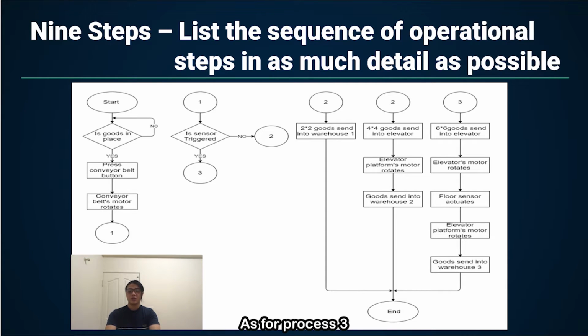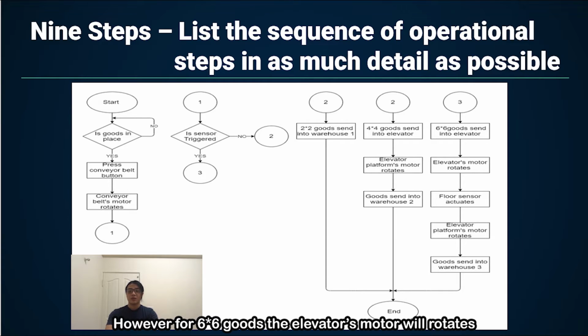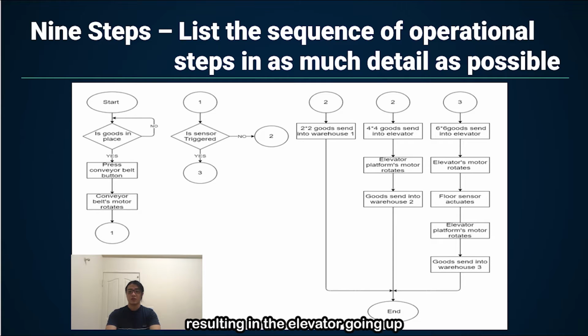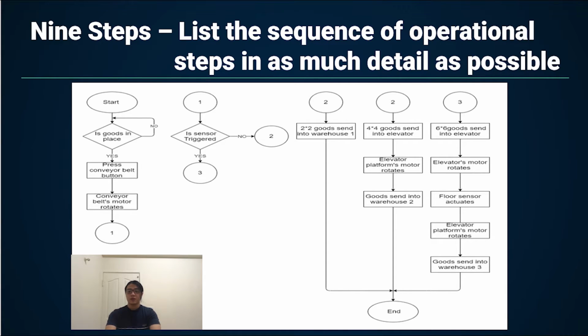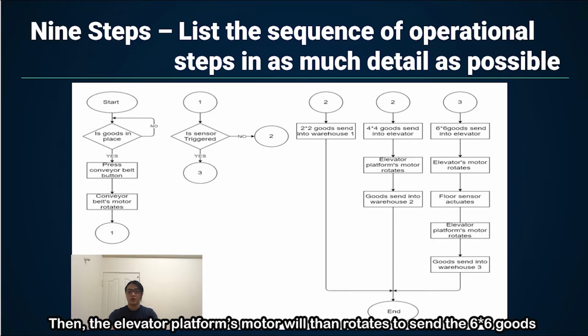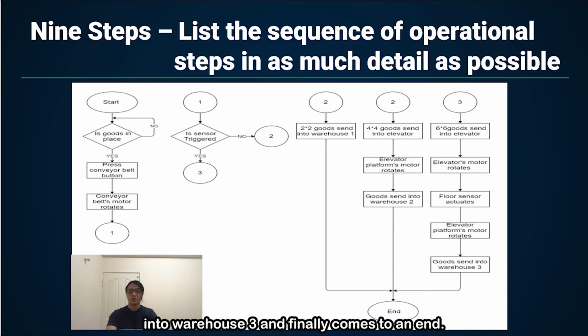As for process 3, it is for the 6 times 6 goods. In this process, the 6x6 goods will also be sent into the elevator. However, for the 6x6 goods, the elevator's motor will rotate, resulting in the elevator going up. The elevator goes up until the floor sensor is actuated. Then the elevator platform's motor will rotate to send the 6x6 goods into warehouse 3. And finally it comes to an end.